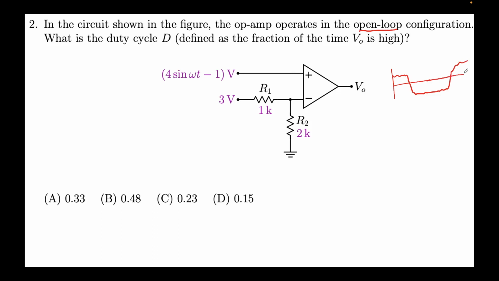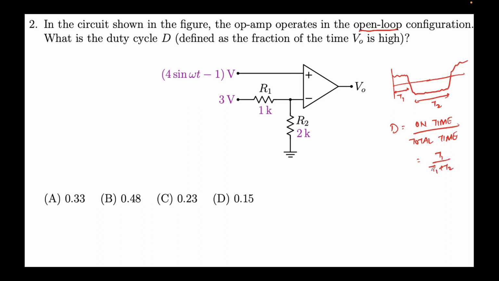something like this. Okay, it's a periodic function, and let's say this time is t1 and this time is t2, and this is the period. So duty cycle will be defined as on time divided by total time period. So that will be t1 over t1 plus t2.